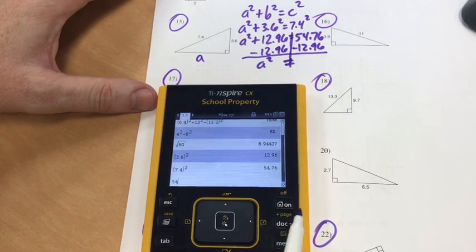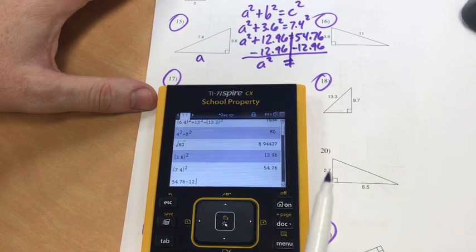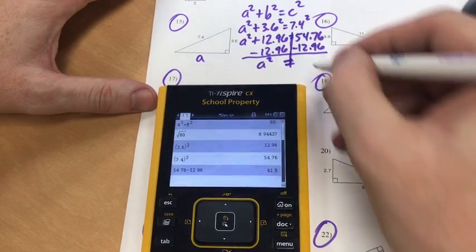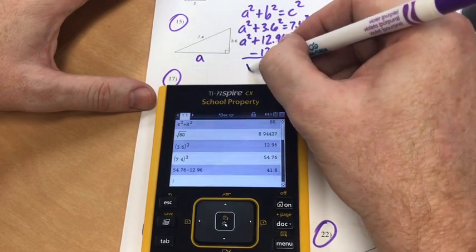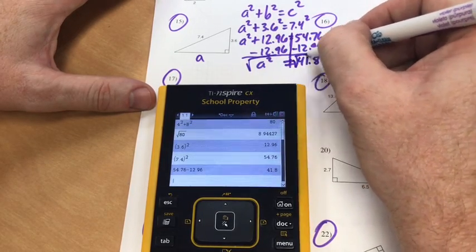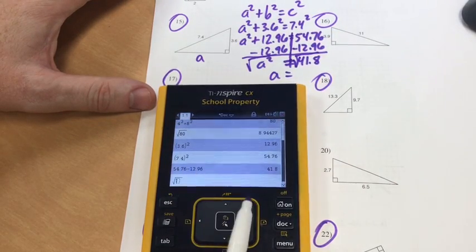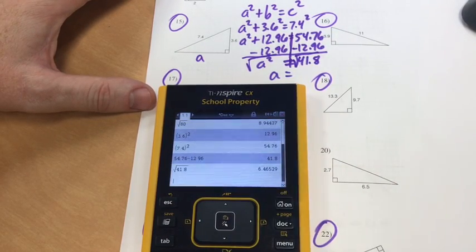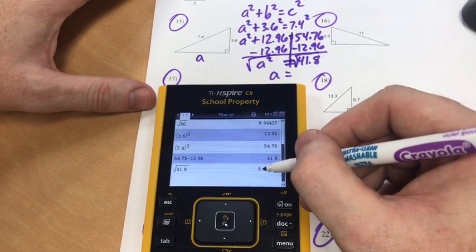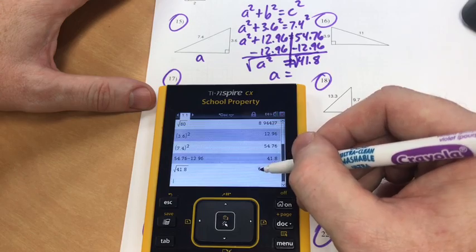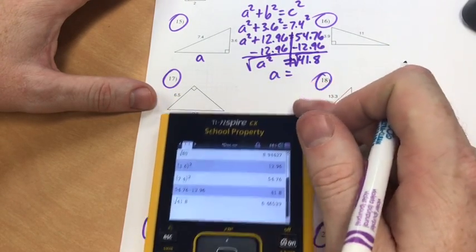So I'm going to go 54.76 minus 12.96, and the difference of those two is 41.8. And just like on the previous page, our last step is going to be to take the square root of both sides. So when we take the square root of 41.8, we get 6.46. Now that 6 means I need to round my decimal place up 1. So 6.4 is going to round to 6.5.